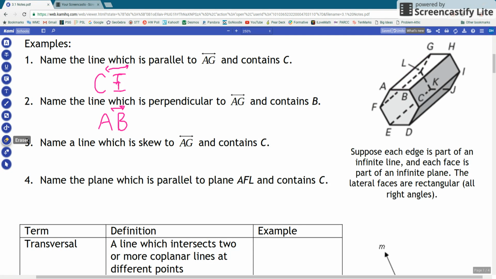And lastly, skew. Here's line AG. We need a line that goes through point C and does not intersect it, but is not coplanar. So it's going to be going in different directions. So for instance, line BC would work for that. Or line CD would also be an option.